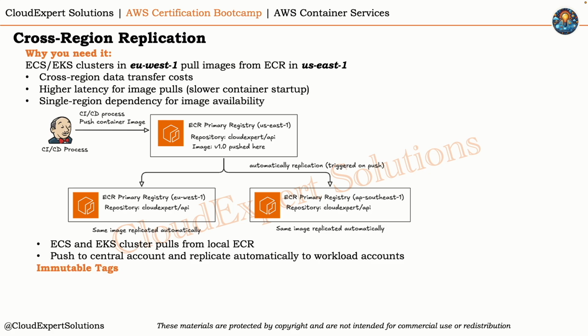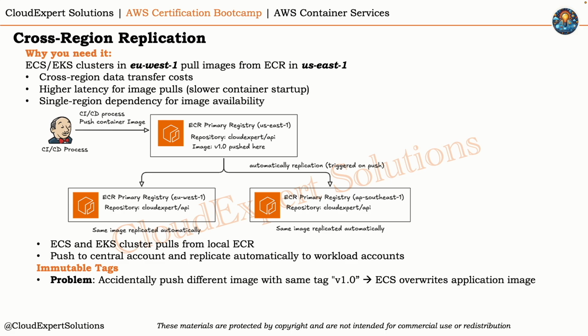Next, immutable tags, which is a quick one but very important. Without this setting, pushing the same tag will overwrite the existing image. As an example, maybe image version 1.0 is deployed to production. Now you accidentally push a different image with the same version. Now your production version 1.0 suddenly refers to a different image than what you deployed, which is a serious problem for audit trails and rollback.